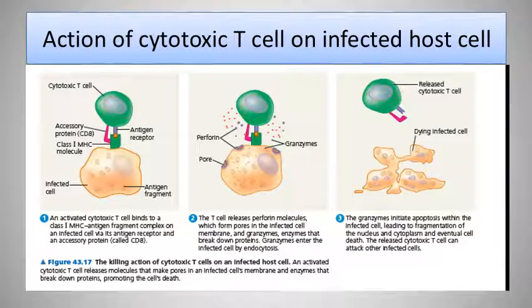Now, the action of a cytotoxic T cell on an infected host cell: you don't have to know about these granzymes and all that, but you can see this cytotoxic T cell binding to the infected cell and producing enzymes which form pores in it, and they produce some toxic substances which kill the infected cell.